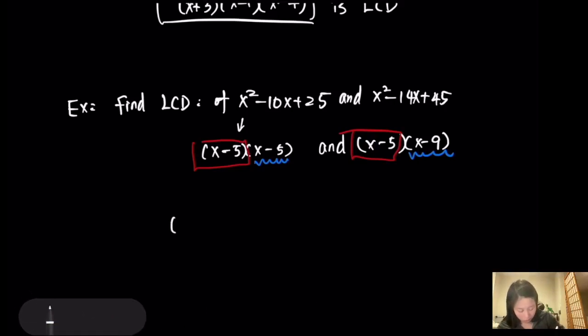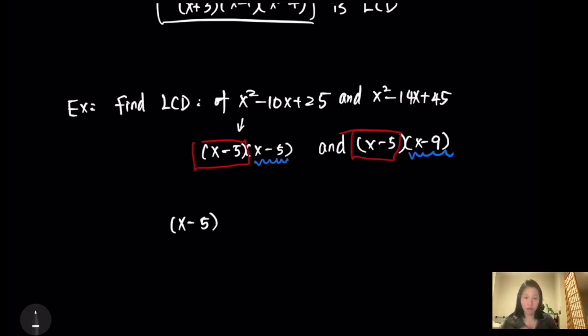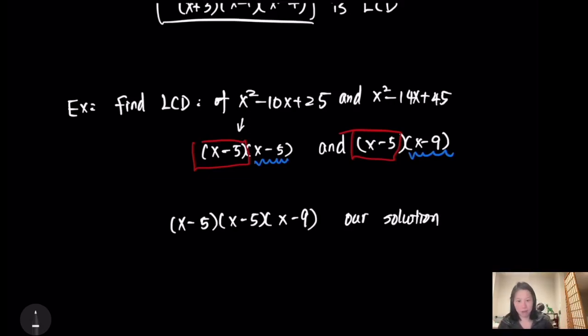Alright, so that means we write down what they have in common, which is x minus 5. We leave it there. And then write down the unique factors, which are x minus 5, and then x minus 9. So this is our solution for the question.